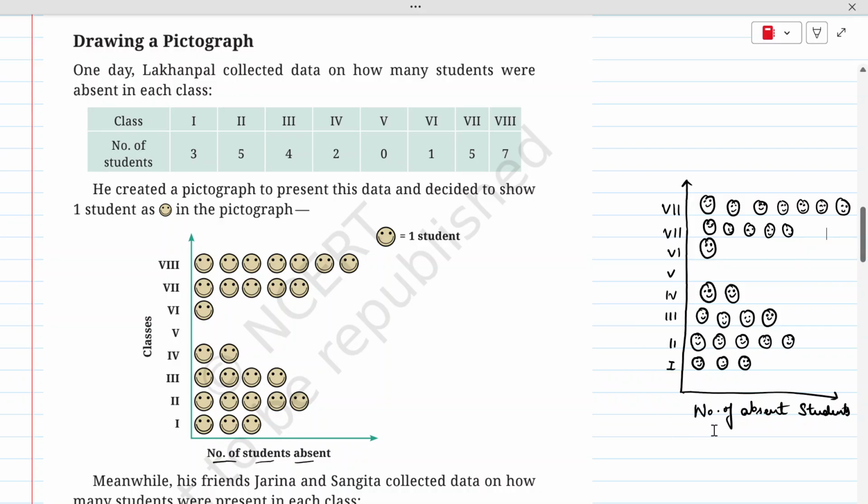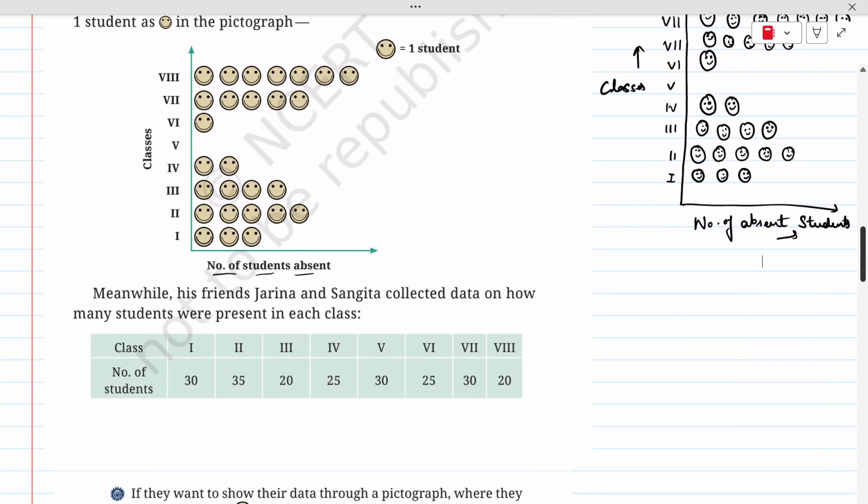What we have done, we have plotted the number of students on this axis and we have plotted the classes. You have to write down classes here. We are writing classes on this axis. Okay, this is number of students, this is number of class, and here each smiley is representing 1 absent student. Okay, so next, let's go.